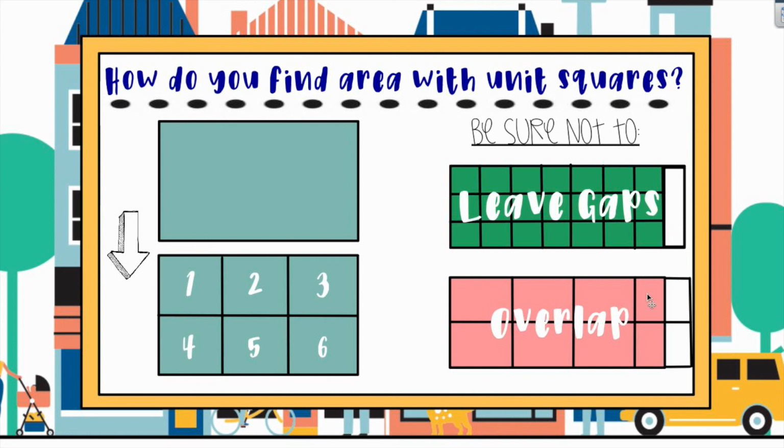Another thing that you need to be mindful of is you cannot overlap your shapes. So if you're given a rectangle, you can't put a unit square over the size of the rectangle, like I did in this example. That's also not an accurate measure of the shape's area. So make sure you keep that in mind whenever you're finding the area of any shape with unit squares. Now that we've gone over some basic information, let's get started on some problems.